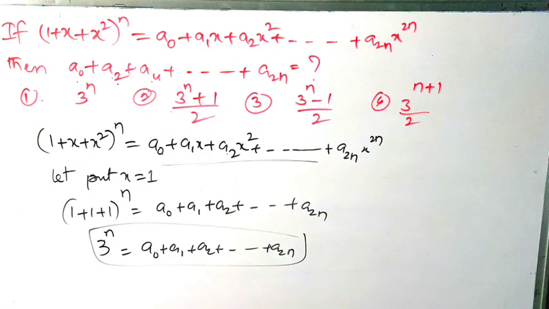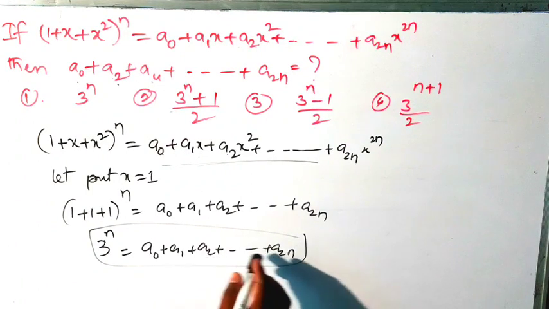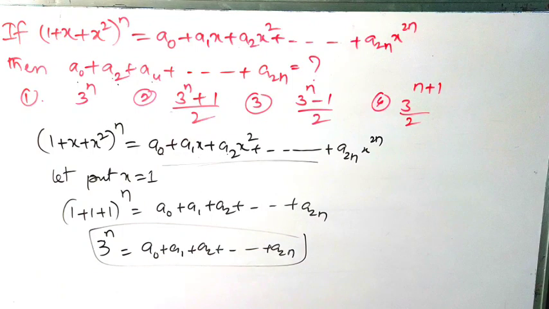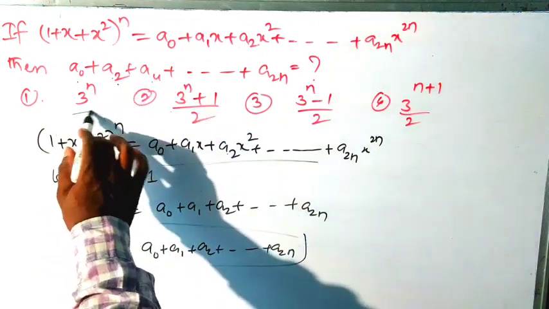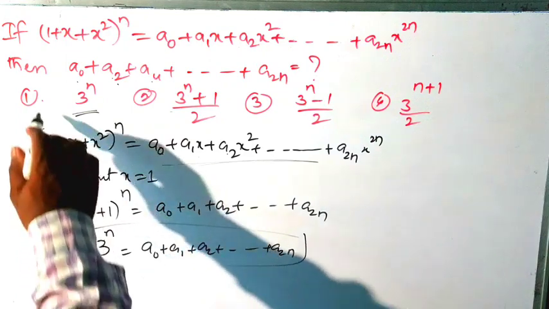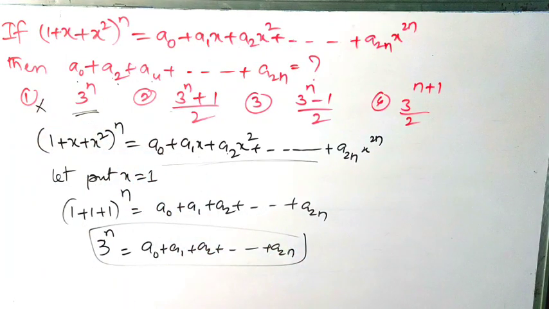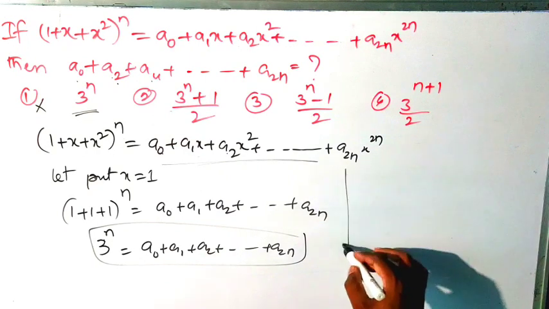So we got the sum of all the coefficients of the given expansion, that is 3ⁿ. So a0 + a1 + a2 + ... + a2n = 3ⁿ. Here we need only a0, a2, a4, but 3ⁿ is also given as an option. This is not the answer. Observe the remaining three options: (3ⁿ + 1)/2, (3ⁿ − 1)/2, (3ⁿ + 1)/2. In this case we have to proceed further.